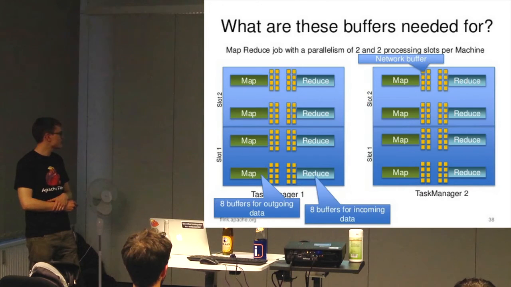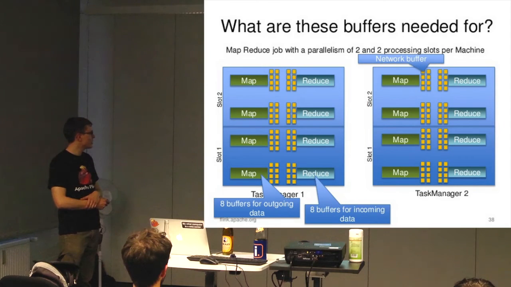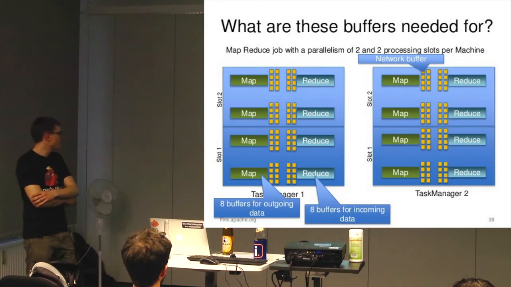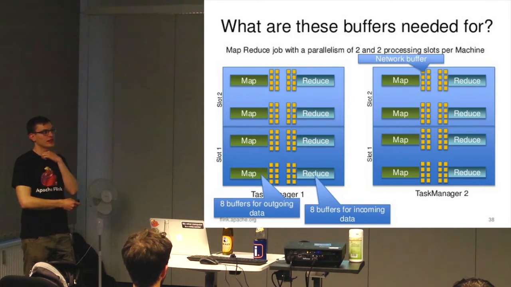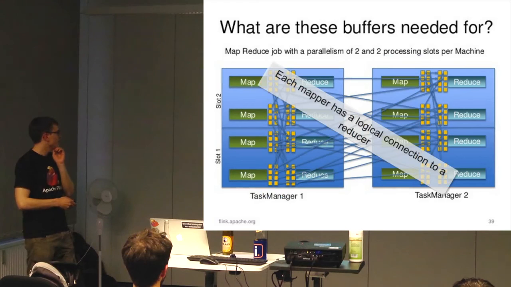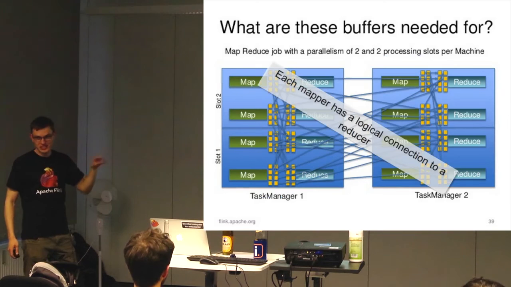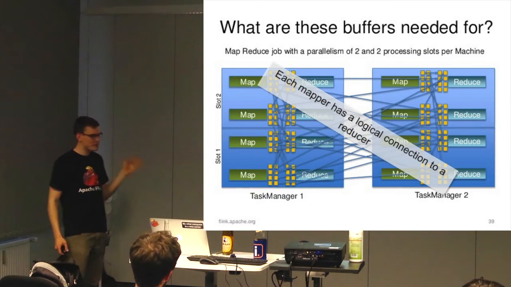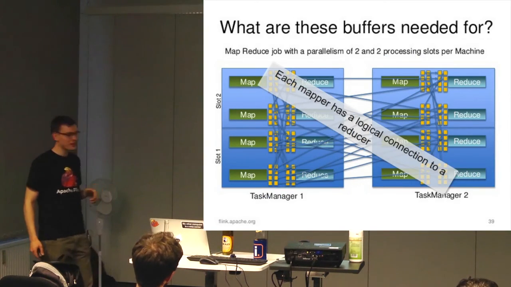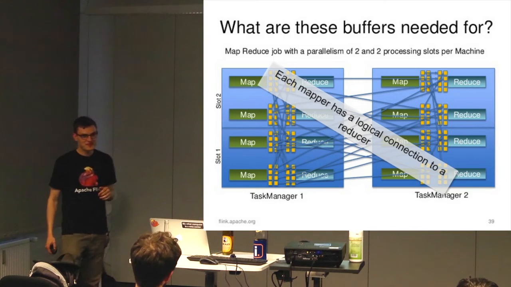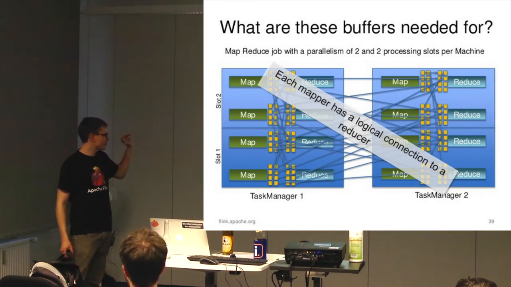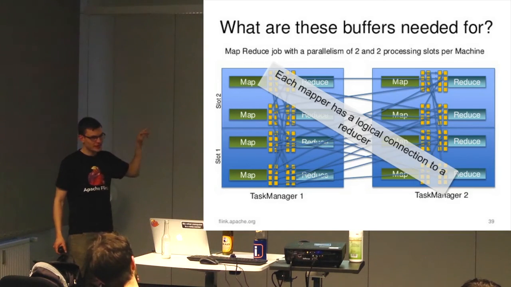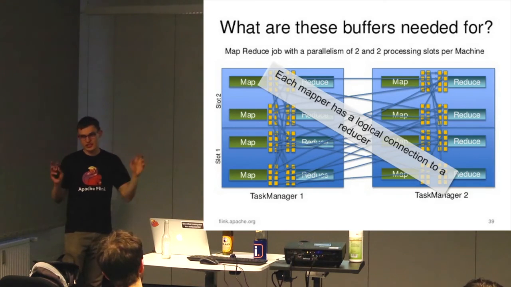Then each of these mappers, which are running in parallel on the machines, have 1 output buffer for each reducer. So this is needed for sending the data there. I've started to draw all the lines which represent logical connections between the mappers and reducers, but I gave up at some point because it's too crazy. And this is not the amount of network connections. This is only logical connections for the system.